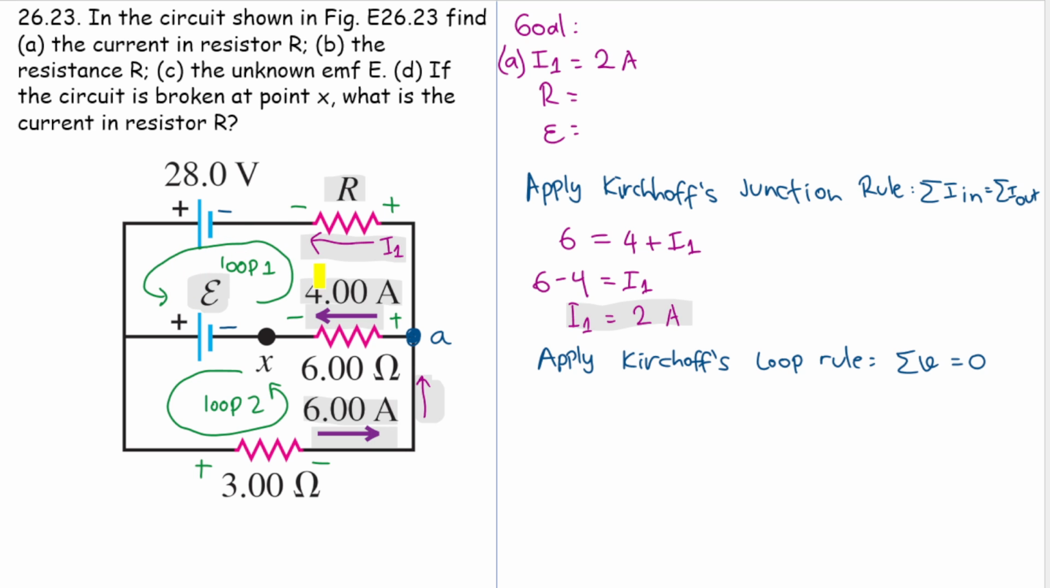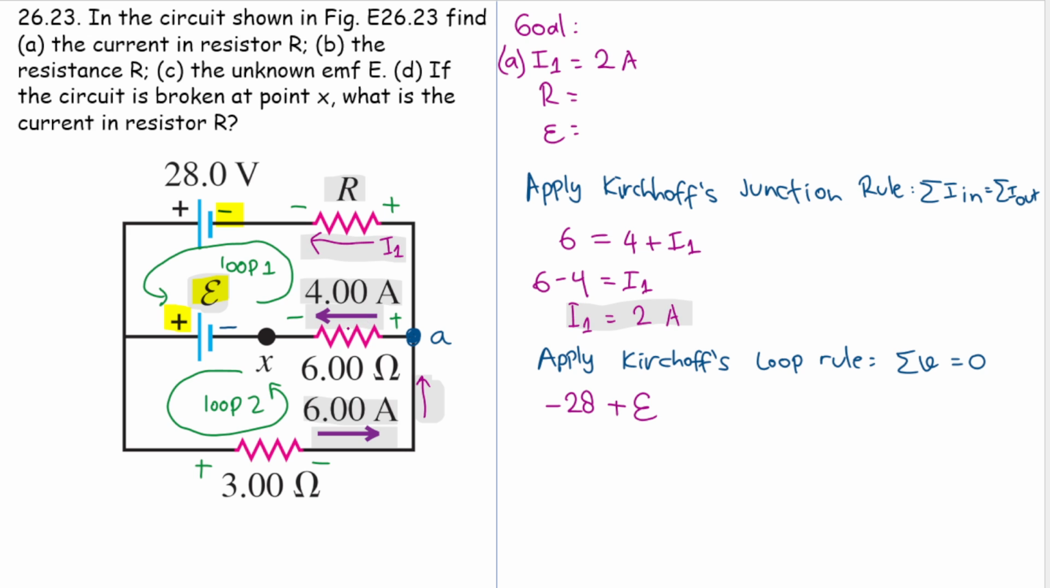The loop goes counterclockwise, entering from the negative terminal here, so I will have a negative sign, and the value is 28. And then it enters the positive terminal, so I will have plus there, but the value is unknown. We need E there, so we will have E here.